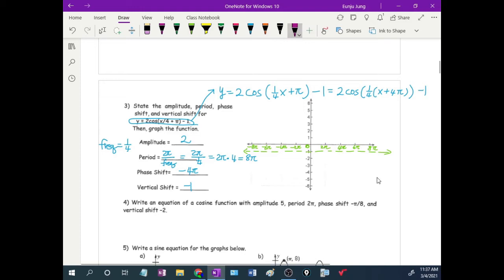So let's go up 2 units. Since this is a cosine function, we will start from the maximum. So go from the midline 2 units up. And back to the same position in 1 period. 1 period is 8 pi. So 8 pi, this position. Backwards, -8 pi, same position, right?